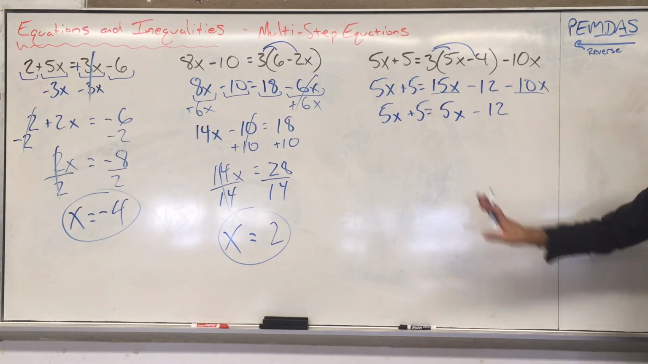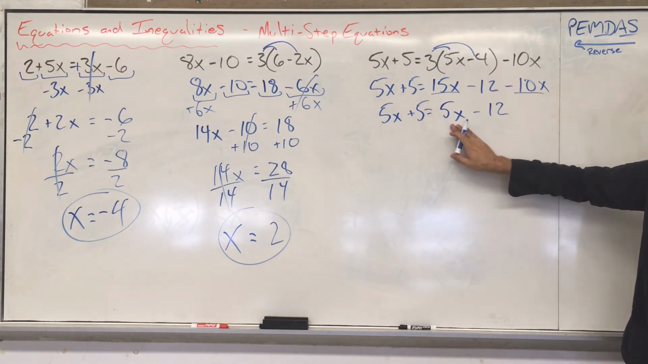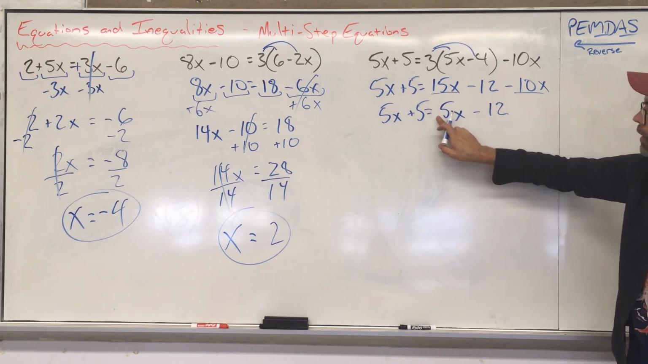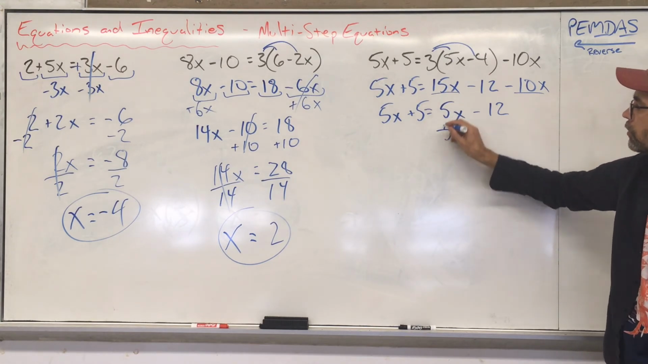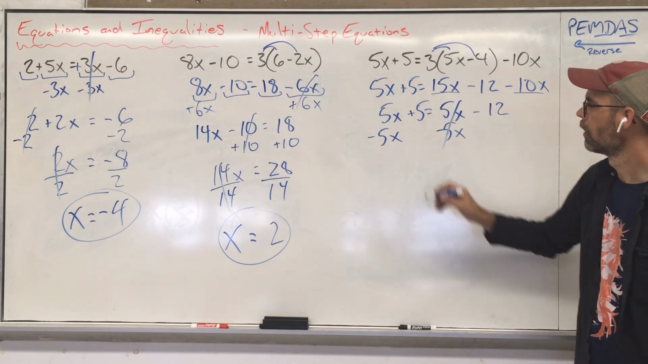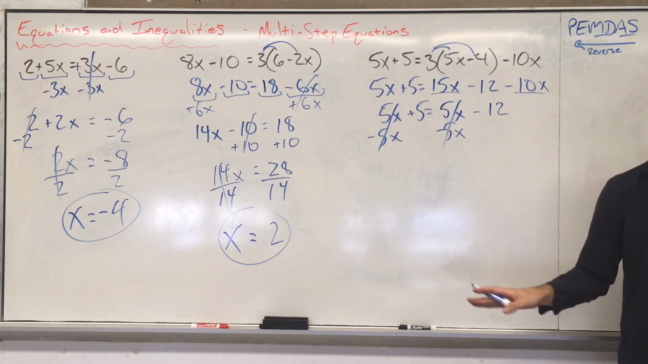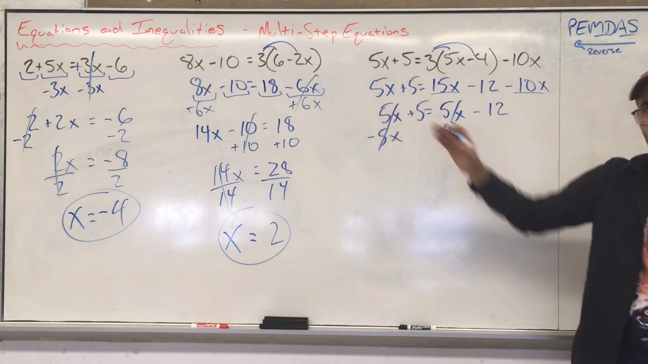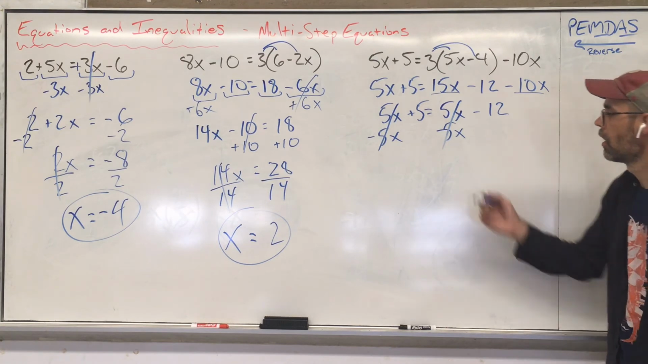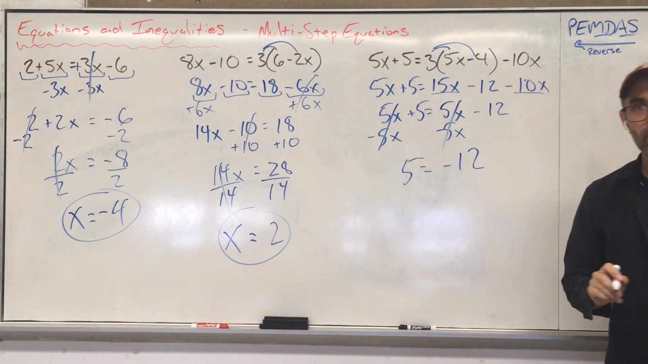Now remember, I said I wanted to get my x's in the front, so I want to try and move this group. I move this group, it's originally addition, I want to subtract. But I run into a problem. Both my x's cancel out. X is gone. If I had 5 of something, I took 5 of that something away, it doesn't exist. I only have 5 equals negative 12.